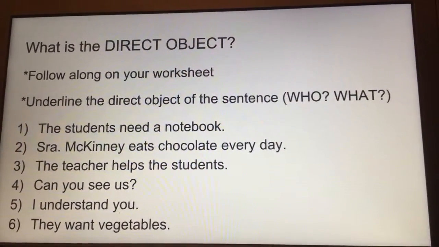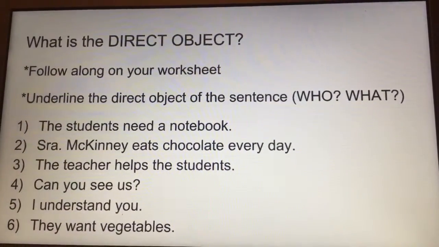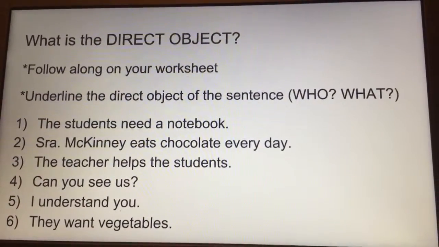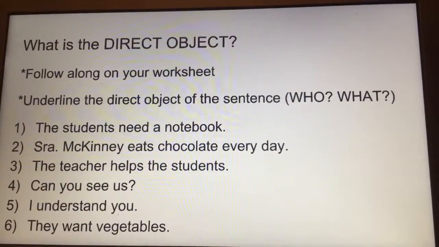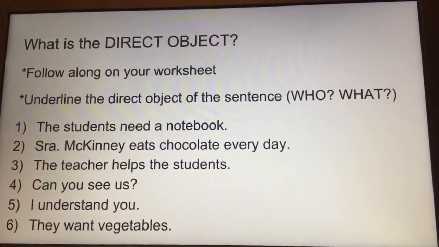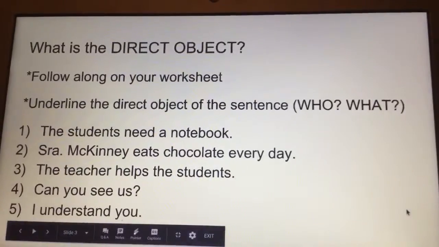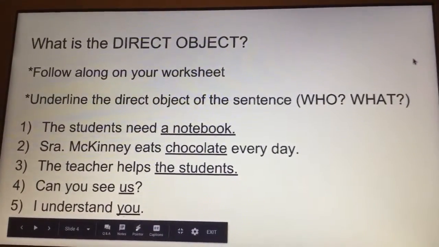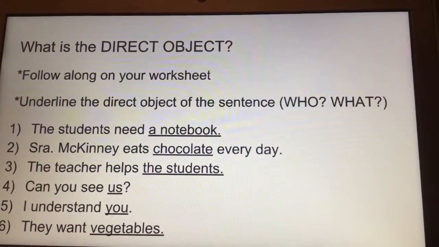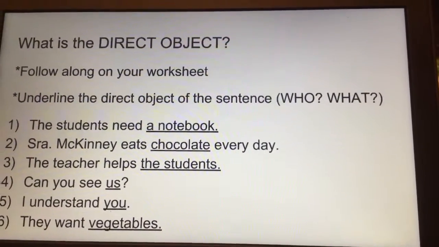Tres, the teacher helps the students. Who or what is being helped? Cuatro, can you see us? Who or what is being seen? Cinco, I understand you. Who or what is being understood? Seis, they want vegetables. Who or what is being wanted? Is that what you got? A notebook, chocolate, the students, us, you, vegetables. These are the direct objects of the sentence.